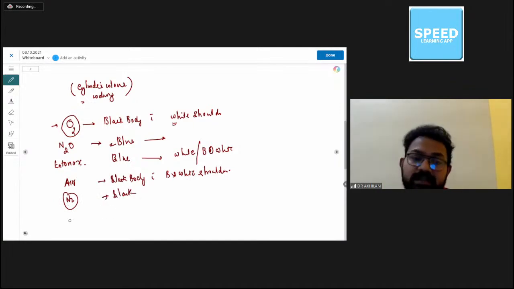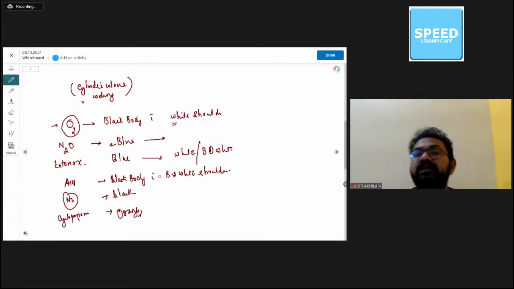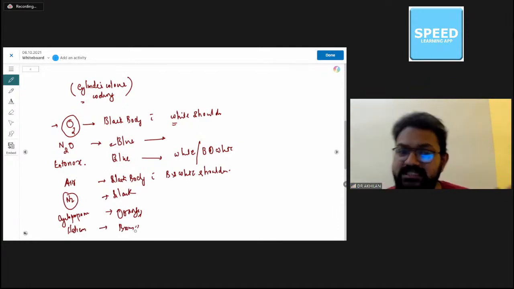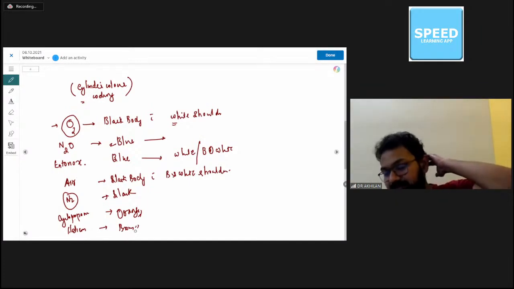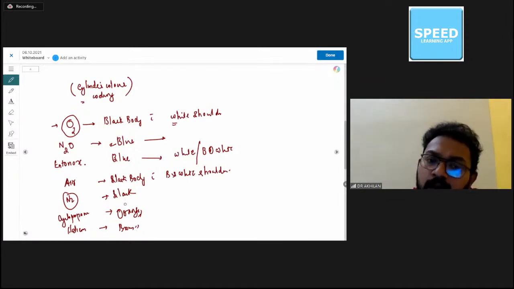Similarly, one more gas that is called cyclopropane. Cyclopropane is orange in color. Now, if the gas has got helium in it, it will have some brown in it. So just remember it as helium brown. Actually, the body and shoulder, everything alternates, but you just remember that if it is helium, it will have some brown in it.